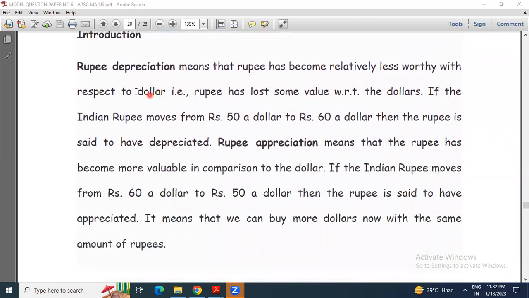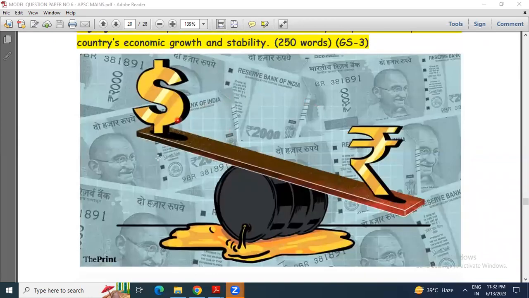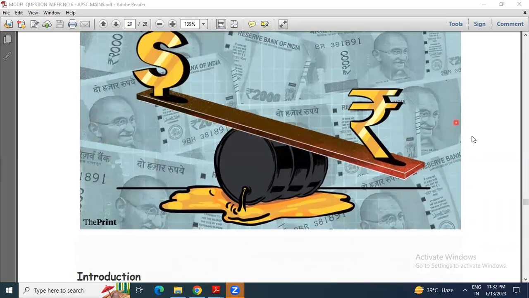Now, rupee depreciation. You can see from this figure that this is the dollar and this is the rupee. Now, by looking at this picture, can you tell me which has more value with respect to this figure? I'm not talking about the rupee depreciation, I'm talking about with respect to this figure. What do you think? Which has more value, rupee or dollar? You can comment the answer.